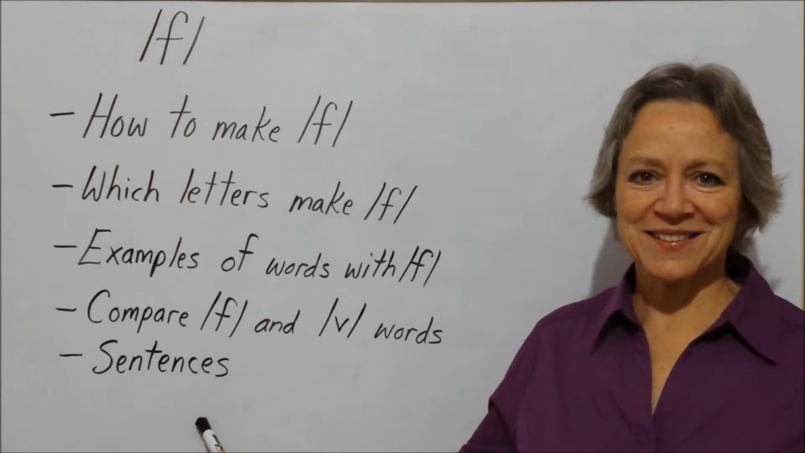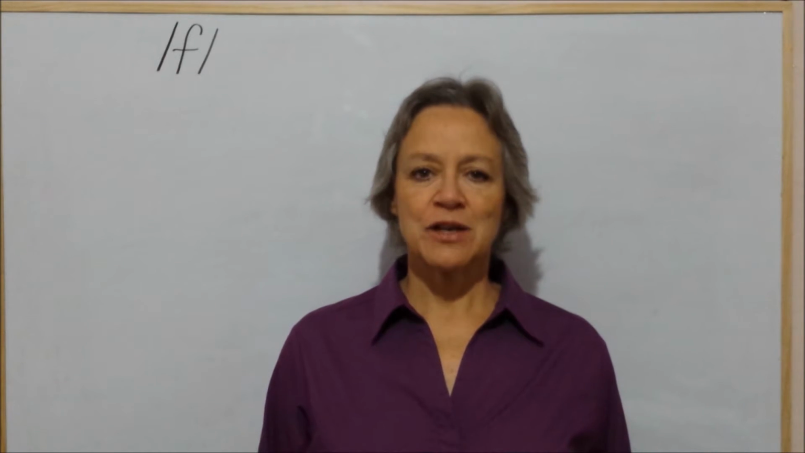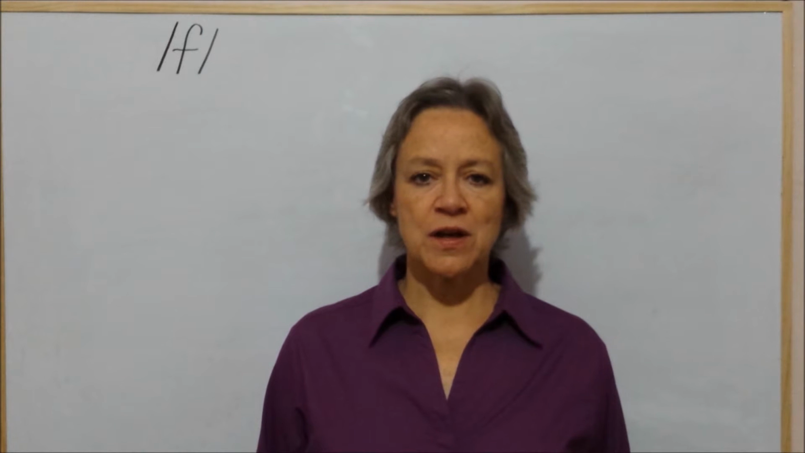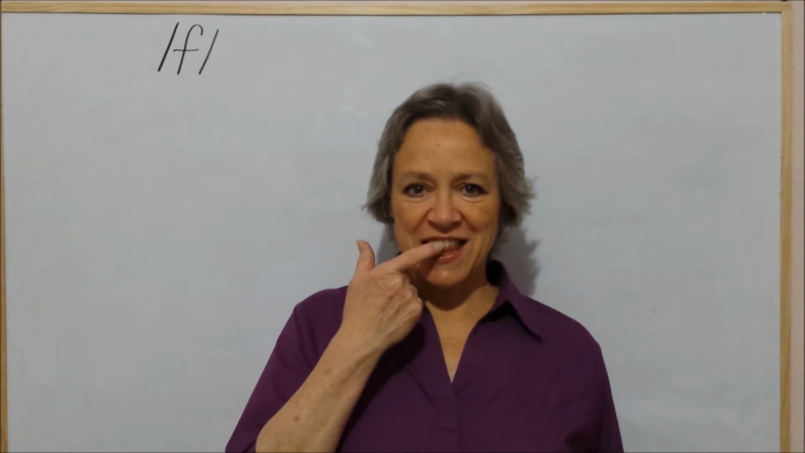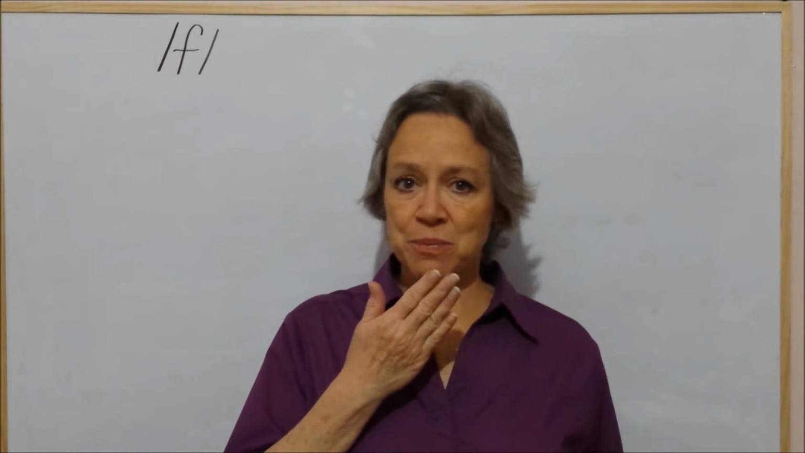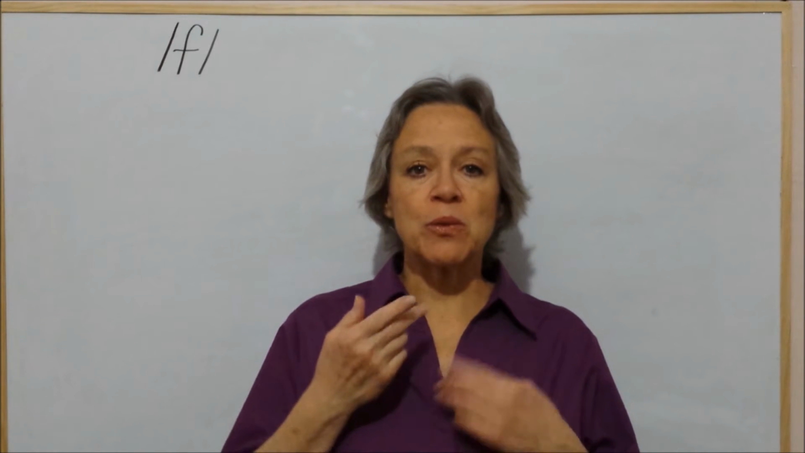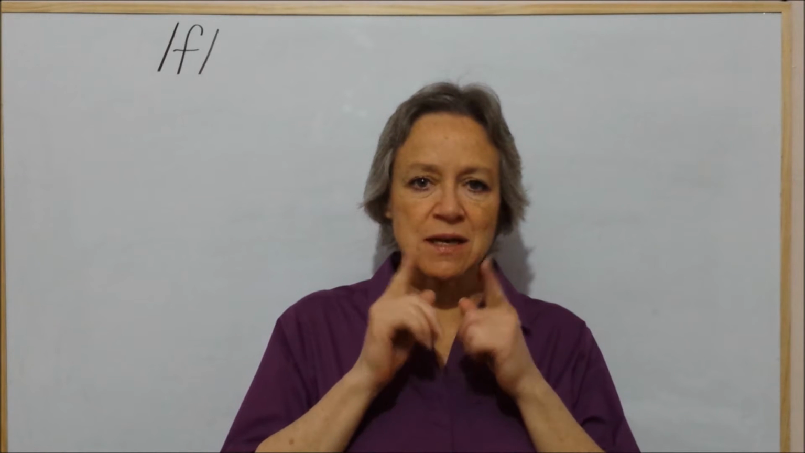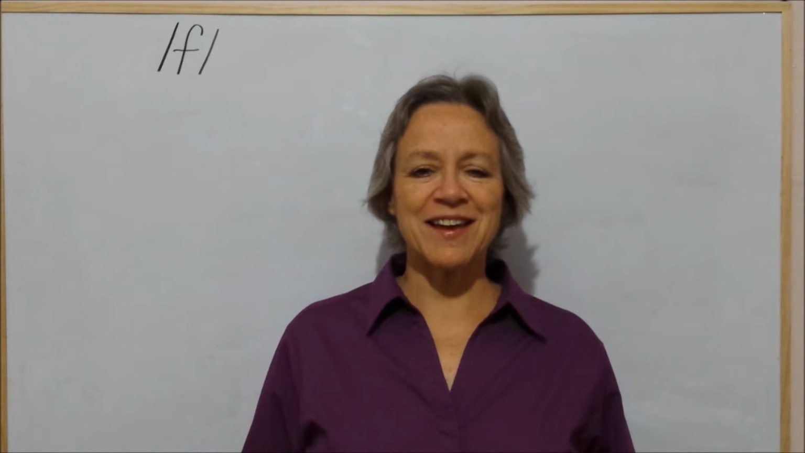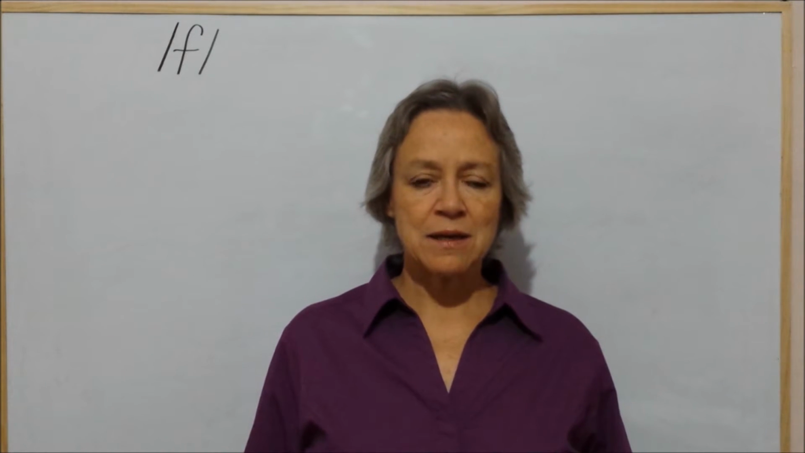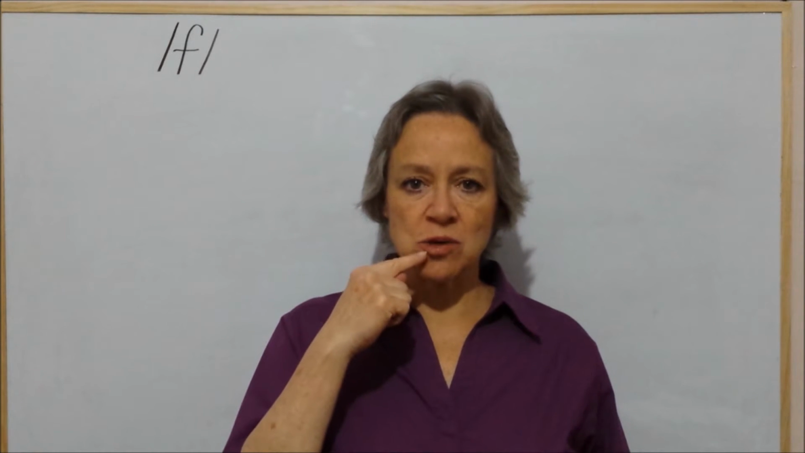All right, let's go. Let me start with how the sound is made. To make the sound, we block air coming out of our mouth with our teeth. We do not stop the air completely. We allow the air to come out, but we block it. So it has to come from around our teeth. The way we do that, the way we block the air, is by very lightly putting our upper teeth on the inner part of our lower lip.